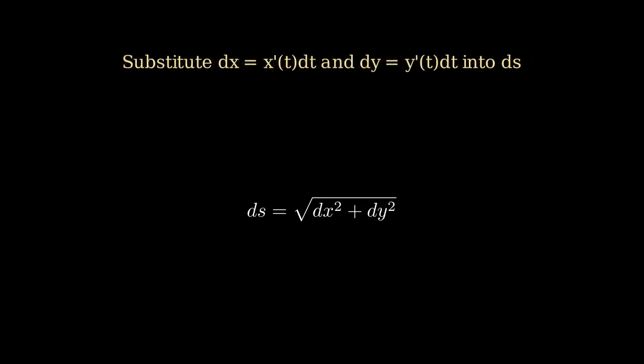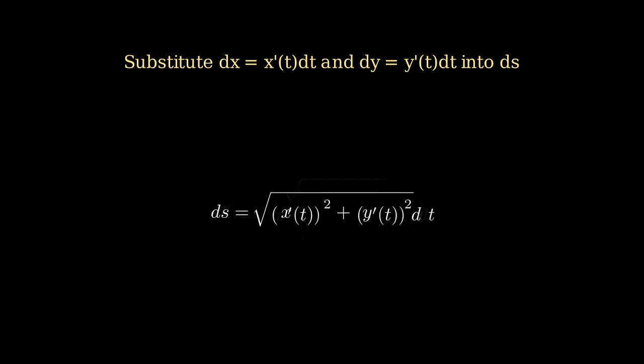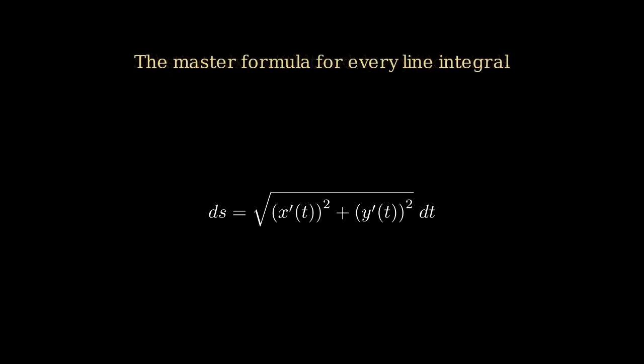Now, once the curve is parametrized as x of t and y of t, we can rewrite dx as x prime of t dt and dy as y prime of t dt. Substituting these into ds turns the whole line integral into an ordinary single variable integral in t. This gives us the master formula.